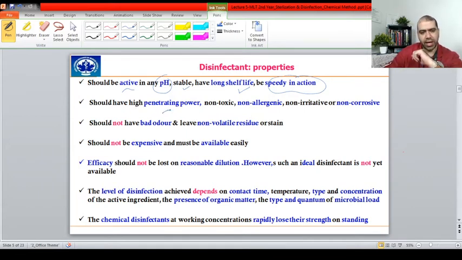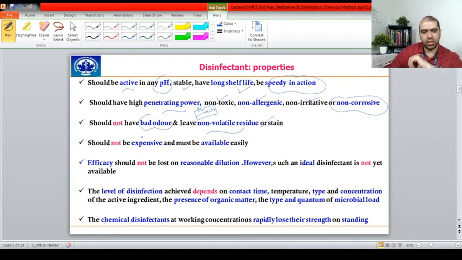They also should have high penetrating power, because many bacteria, for example gram-positive bacteria, have a very thick cell wall called peptidoglycan. So they should penetrate this wall also. This is just an example. They should be non-toxic to our cells. They should not cause us any allergy, and should not be irritative for us to use, and should be non-corrosive in nature. They should not have a bad odor, and should not leave any volatile residues around or any stains.